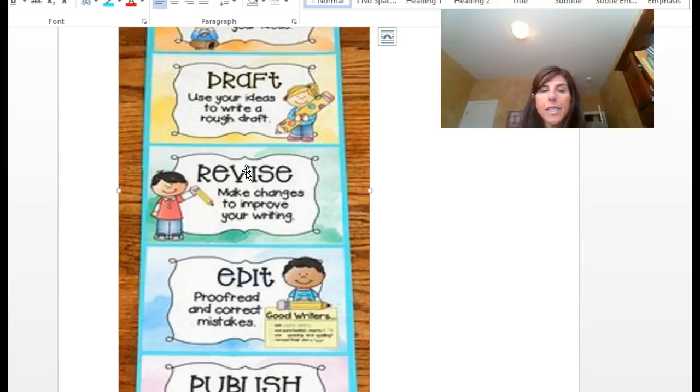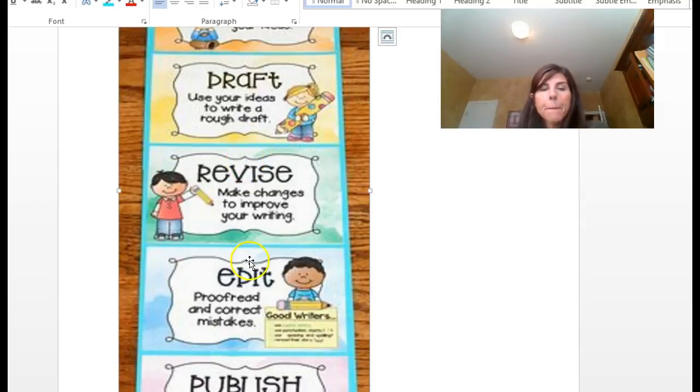Revising is to improve your writing. It may be taking out words. It may be adding words. It may be adding sentences. It may be adding time order words to help your organization. All this is done on your draft.